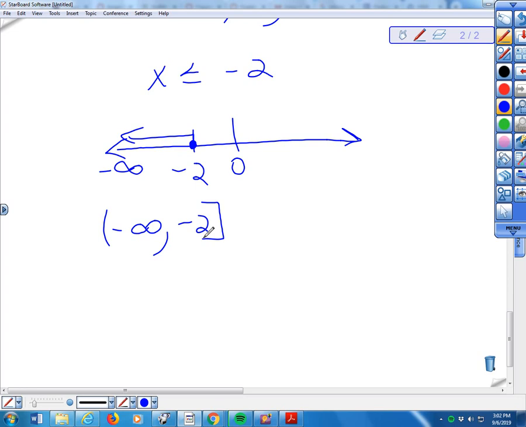Can I include infinity? Can it? Infinity is not a finite number. That's the end of that. It will never be in a bracket. It will always be in parentheses.